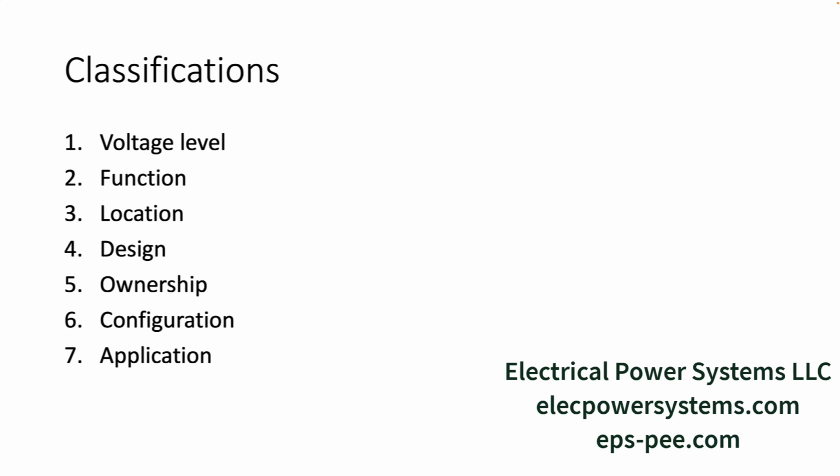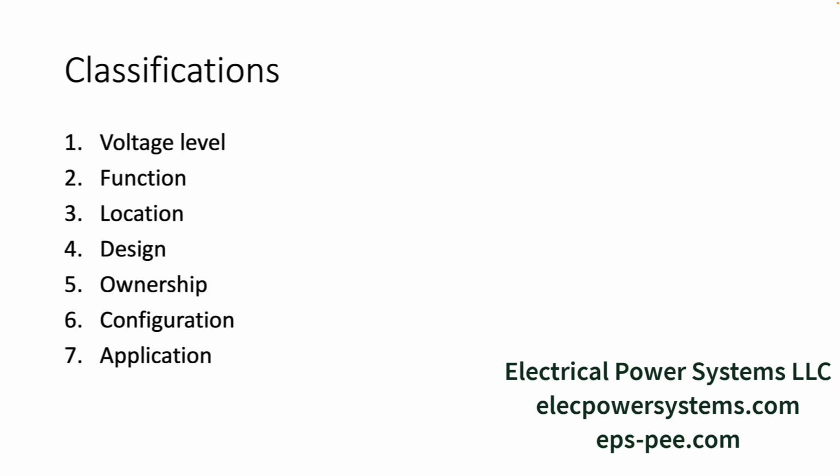Electrical substations can be classified in a variety of ways, depending on their functions, voltage levels, location, and other factors. Here are some common ways that substations may be classified. Voltage level. Substations can be classified based on the voltage levels of the electrical power they handle. For example, a substation that transforms high voltage power, typically above 69 kV, into lower voltage levels for distribution may be classified as a transmission substation, while a substation that transforms power from the transmission system to even lower voltage levels for distribution to homes and businesses may be classified as a distribution substation.